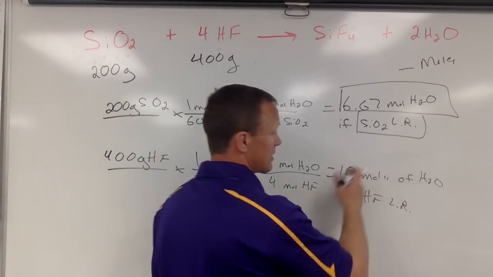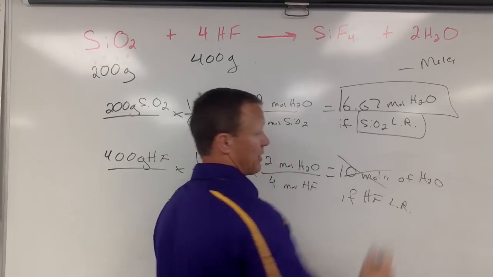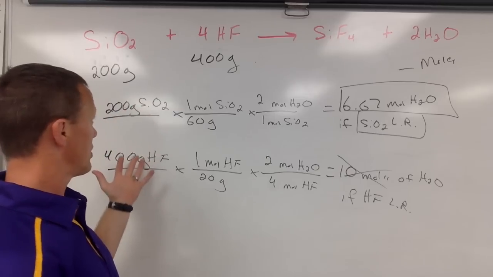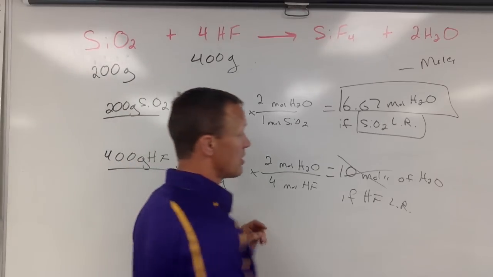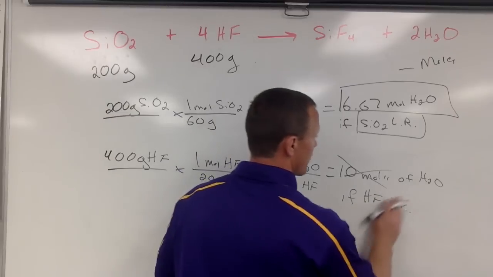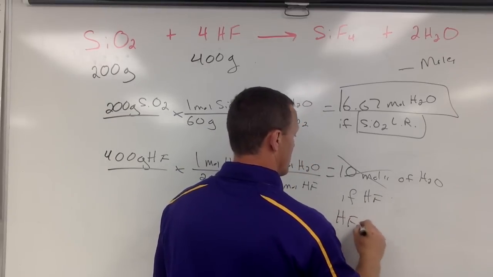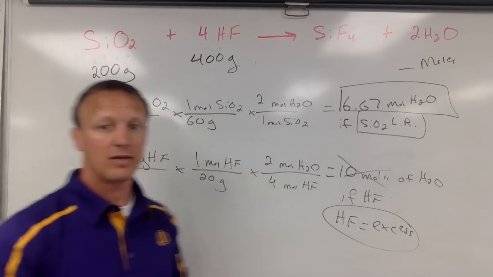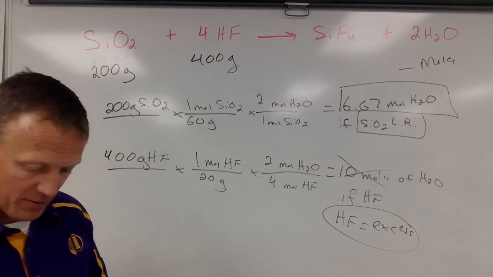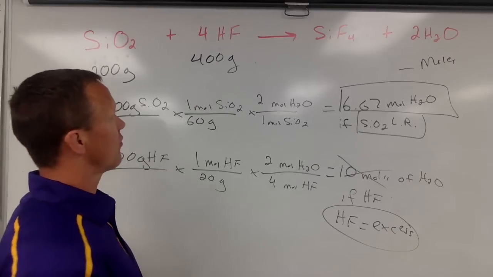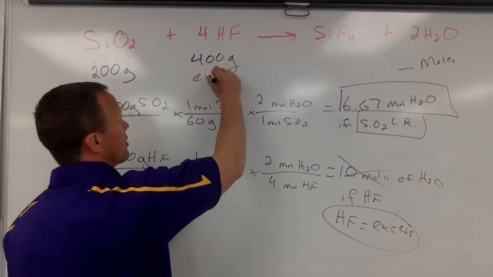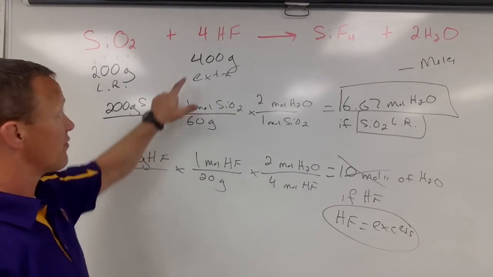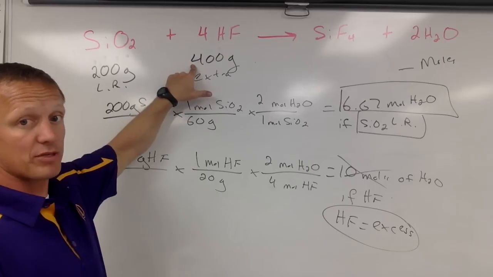So this could not be produced. That's not an answer. It's only how much water could be produced if we had plenty of SiO2 with the HF, and we don't have enough of that. So that tells me then that HF is in excess. There's more HF than we need. So the other question on there is, what is the mass of excess left over? So there is extra of this. This is our limiting reactant. So we need to figure out how much of this is used. So say 300 grams is used, that means there's 100 left over.